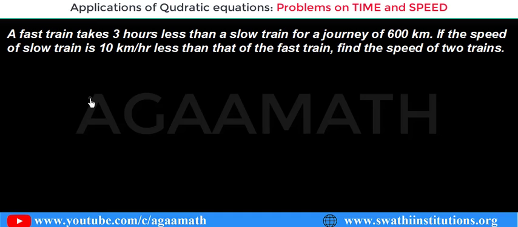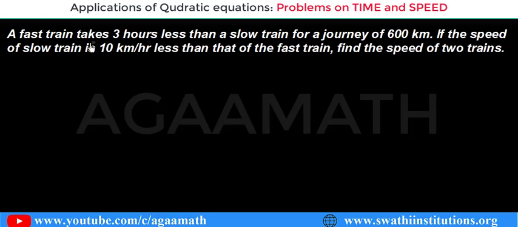A fast train takes 3 hours less than a slow train for a journey of 600 kilometers. If the speed of the slow train is 10 kilometers per hour less than the fast train, find the speed of the two trains. So if we study the question here, a fast train takes 3 hours less than the slow train. So he's saying the difference between the two trains is that the fast train takes 3 hours less compared with the slow train for the journey of 600 kilometers.